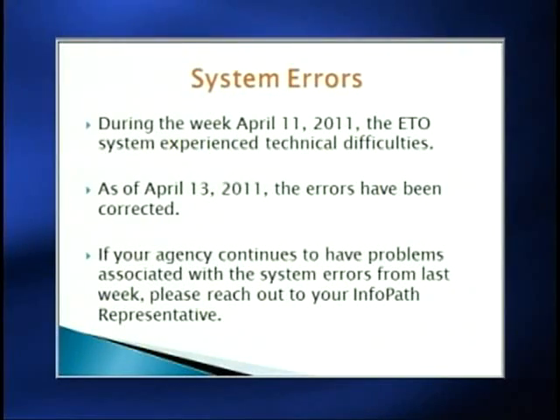To begin with, there were some system errors about a week ago. During the week of April 11th, the ETO experienced some technical difficulties. However, as of April 13th, those errors should have been corrected. If your agency continues to have problems associated with the system errors, please feel free to reach out to your InfoPath representative. They should be able to assist you right away.